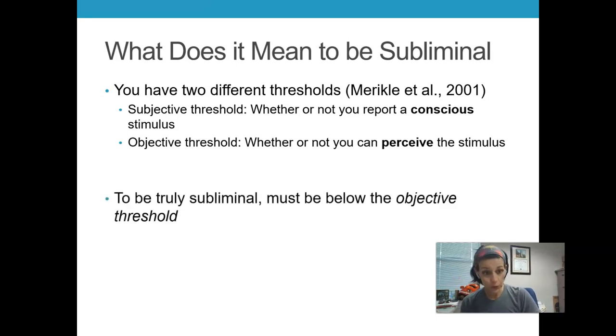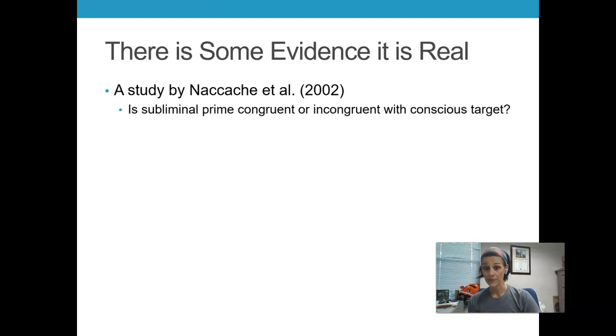For something to truly be subliminal, Merikle and colleagues actually reported that something has to be below the objective threshold. So it's not even whether or not you would see it, it's was it presented so quickly that you wouldn't even perceive it. So despite the fact that it's subliminal, it still has to alter behavior in some sort of way. So there is some evidence that this is actually real.